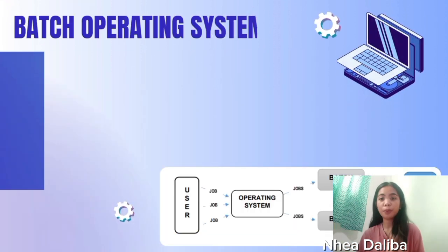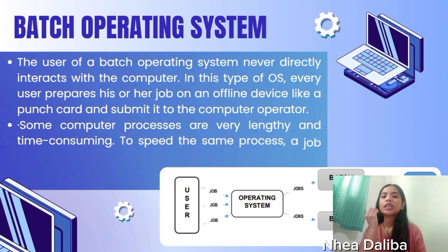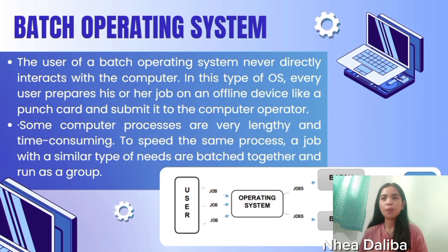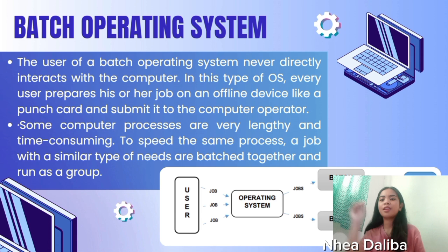First is the batch operating system. A batch operating system is a computer system which groups tasks together to finish them faster. Instead of executing each task one by one with user interaction, the system collects multiple tasks, puts them together, and then processes them automatically.